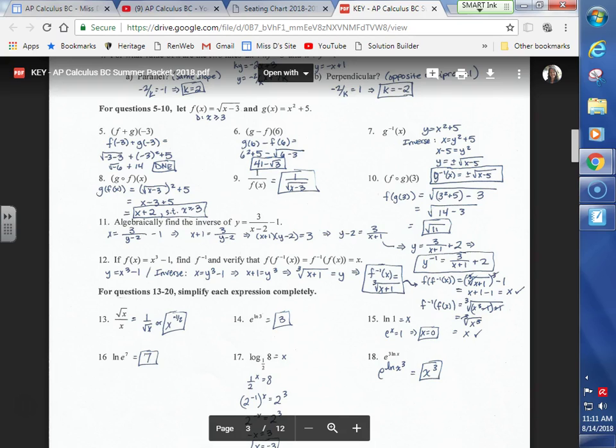Good. Okay, next section. Everything to do with functions and compositions and inverses. Any questions that we have with functions and manipulating, working with them? Yeah. Number 8.